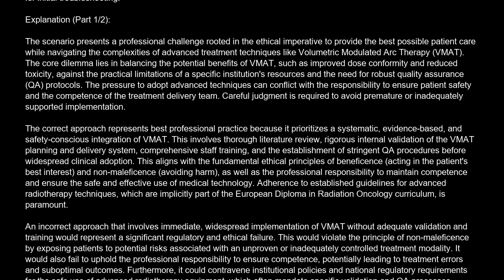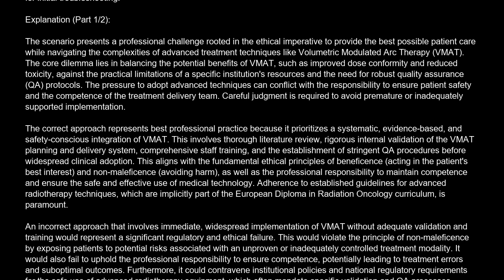The core dilemma lies in balancing the potential benefits of VMAT, such as improved dose conformity and reduced toxicity, against the practical limitations of a specific institution's resources and the need for robust quality assurance, QA, protocols. The pressure to adopt advanced techniques can conflict with the responsibility to ensure patient safety and the competence of the treatment delivery team. Careful judgment is required to avoid premature or inadequately supported implementation.